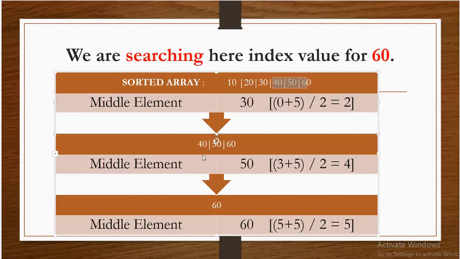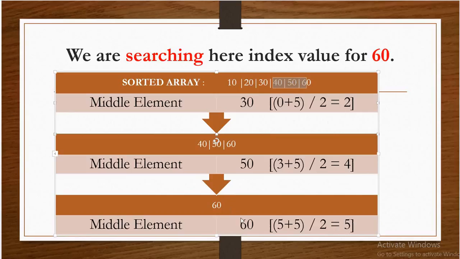Now our new list will be 4, 50, 60, and we will again find its middle element by its first index, that is 3rd, and the last index is now 5th, and we will divide by 2. Now its middle element value is 50. Now there is no need to check in its lower elements.